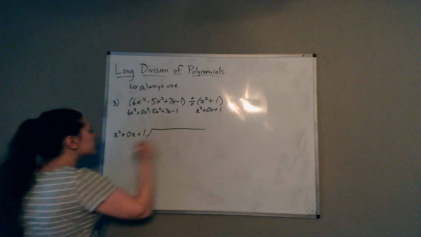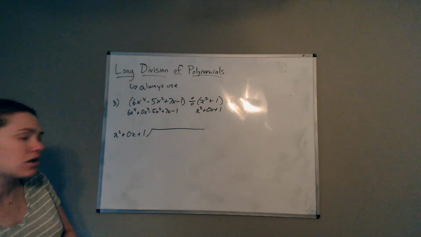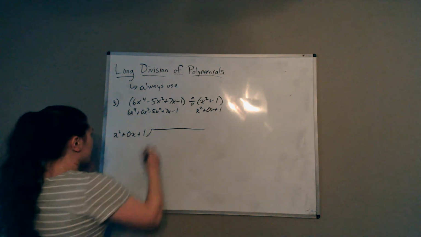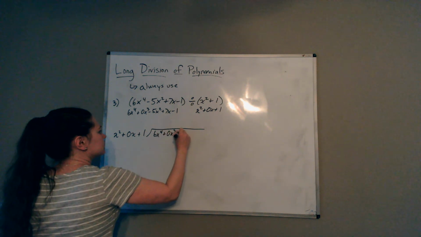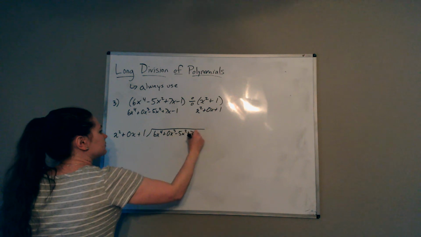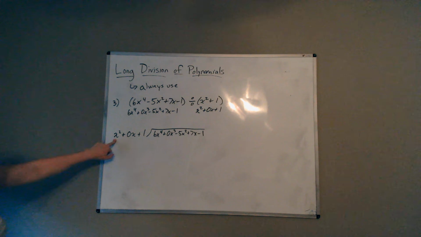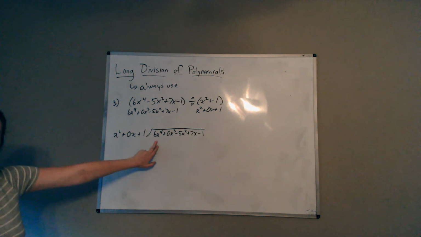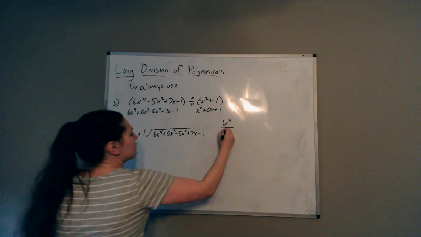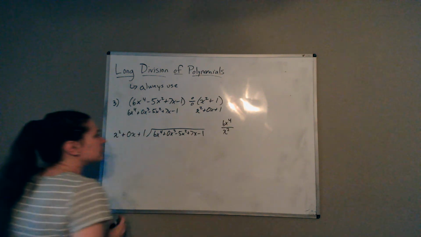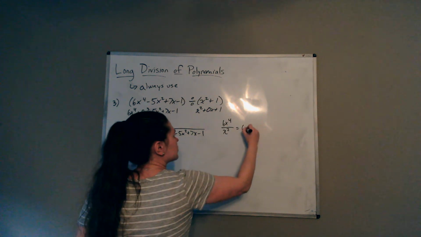Once you get the hang of it, you might not need to put the placeholders in the divisor for long division. I would still put them in the dividend though. Okay, so now we get started. We ask how many times does the leading term of the divisor go into the leading term of the dividend without going over? 6x to the 4th over x squared gives us 6x squared.